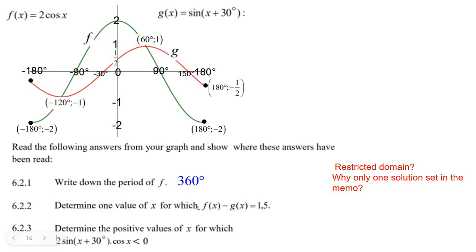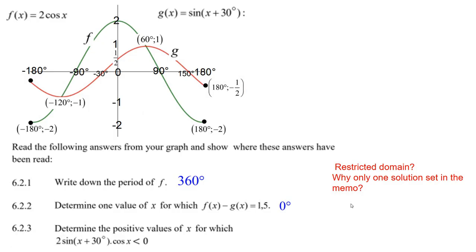Can you find a place for x where f, green, minus the red is 1.5? Well, looking right here, 2 minus a half, right at 0 degrees looks good to me. I can see that that's 2 minus this half is going to equal 1.5.